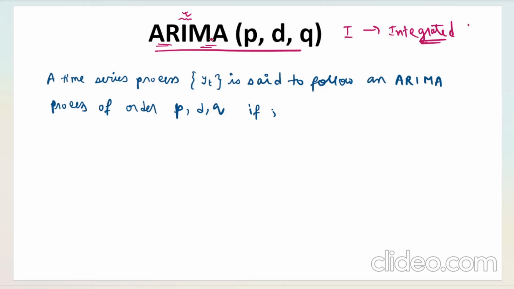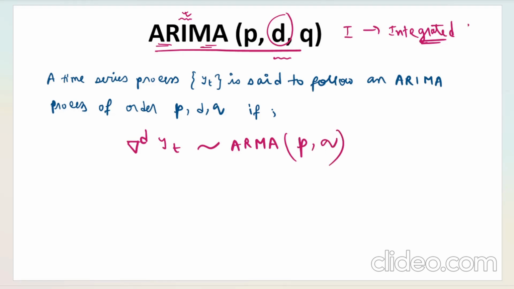Integrated moving average process, right? Auto-regressive integrated moving average process, and here the number of parameters is increased. So this d stands for differencing, and let me write the model formula, you will understand. A time series process yt is said to follow ARIMA process of order p, d, q if this difference, the power of this difference or the degree of this difference is d, yt, follows ARMA p, q.